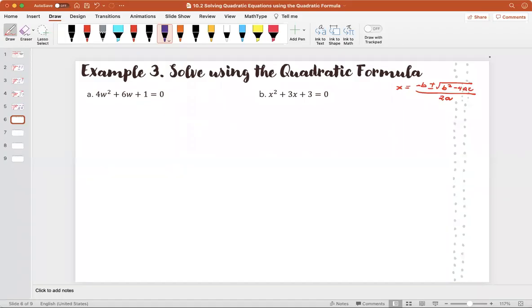You have 4w squared plus 6w plus 1 equals 0. Finding your ABCs will help us solve for the values of w.